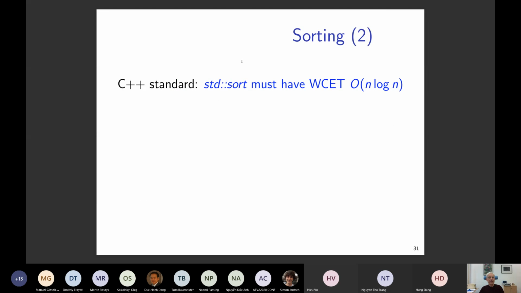Another example of sorting verification is the C++ standard. The C++ standard decrees that the standard sorting algorithm must have worst case execution time O of n log n. Now, not all implementations of the C++ standard adhere to that. For example, LLVM's libc++ sort has worst case execution time n squared. Why? Because it's a variation on Quicksort that falls foul of the standard, with some counterexamples that goad Quicksort into quadratic execution time.